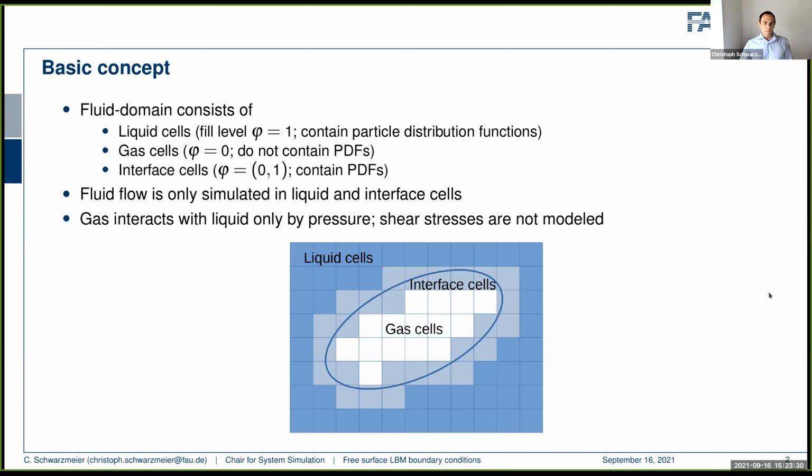So we partition our fluid domain into several cell types. The first type of cells are the liquid cells, where we have a fill level of 1, and these cells do contain particle distribution functions. On the opposite side, we have the gas cells. The gas cells are empty, so they have a fill level of 0, and these cells do not contain PDFs. And in between, we have exactly one layer of interface cells, and these interface cells are characterized by having a fill level that is between 0 and 1, and these cells also contain PDFs. So the fluid flow is now only simulated in the liquid and in the interface cells. The gas only interacts with the liquid by pressure, and we do not model any shear stresses in the gas.